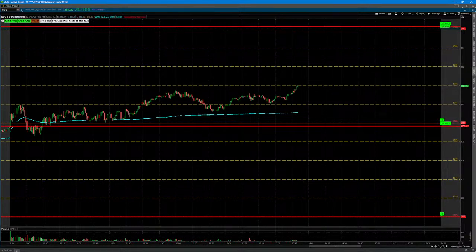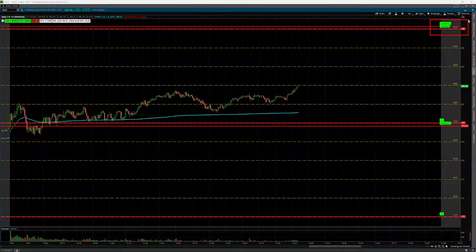So the call wall for QQQ did move up to 385. So extending the ceiling, moving the ceiling up for the price range for QQQ, just like SPX, from 380 to 385. Round numbers have been in play. 381 was resistance this morning. And now price is above.